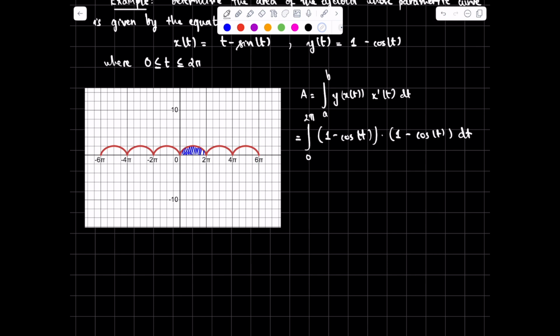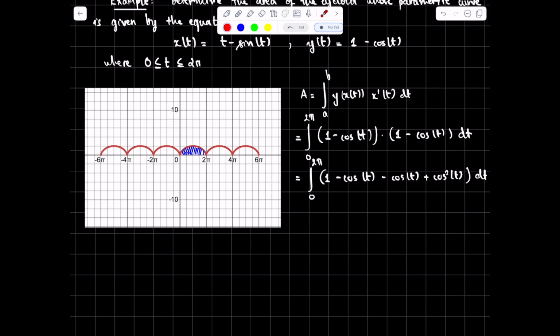So you have 1 minus cosine of t squared. You can distribute this out to make the evaluation of the integral a little bit easier. So this integral from 0 to 2 pi, you distribute everything out and you get 1 minus cosine of t minus cosine of t plus cosine squared of t dt. Okay, and the middle two terms, you can combine them together and you rewrite cosine squared of t.